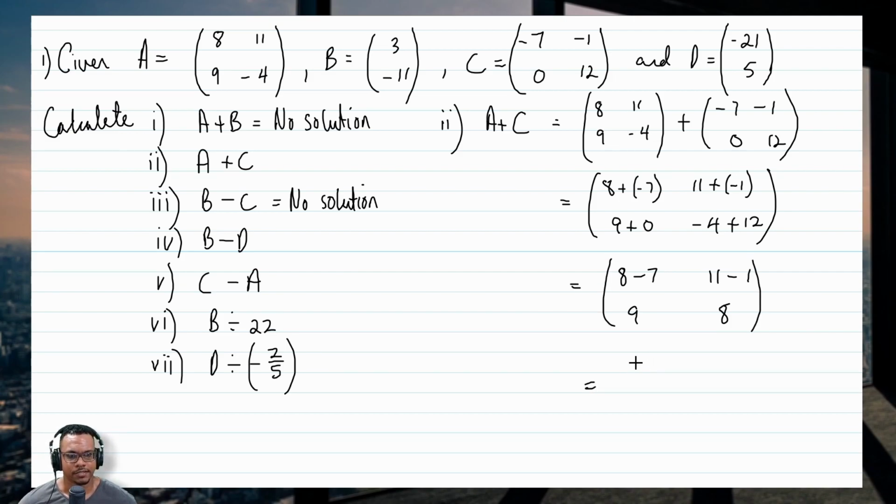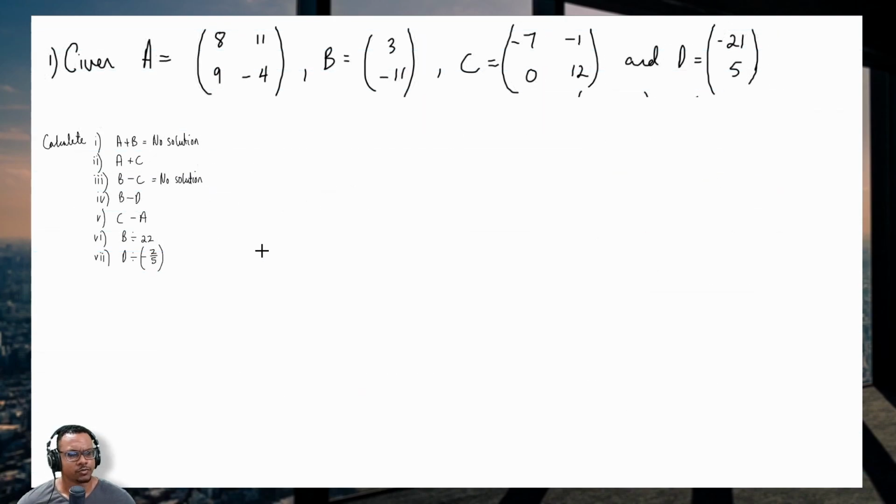All right, and now 8 take away 7. Well, that's straightforward, that's just 1. 11 take away 1, that's 10. And we have 9 and 8. All right, so put this on your Jamboard. So that's part 2. We worked out this now.